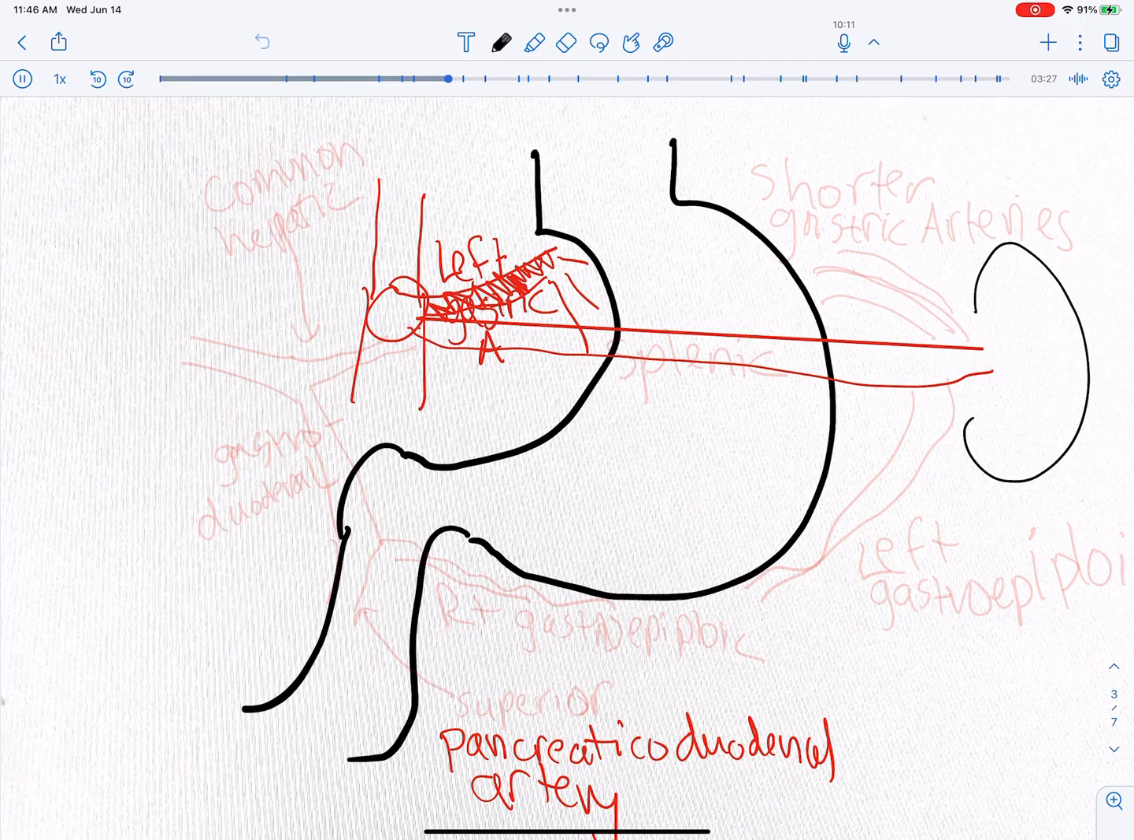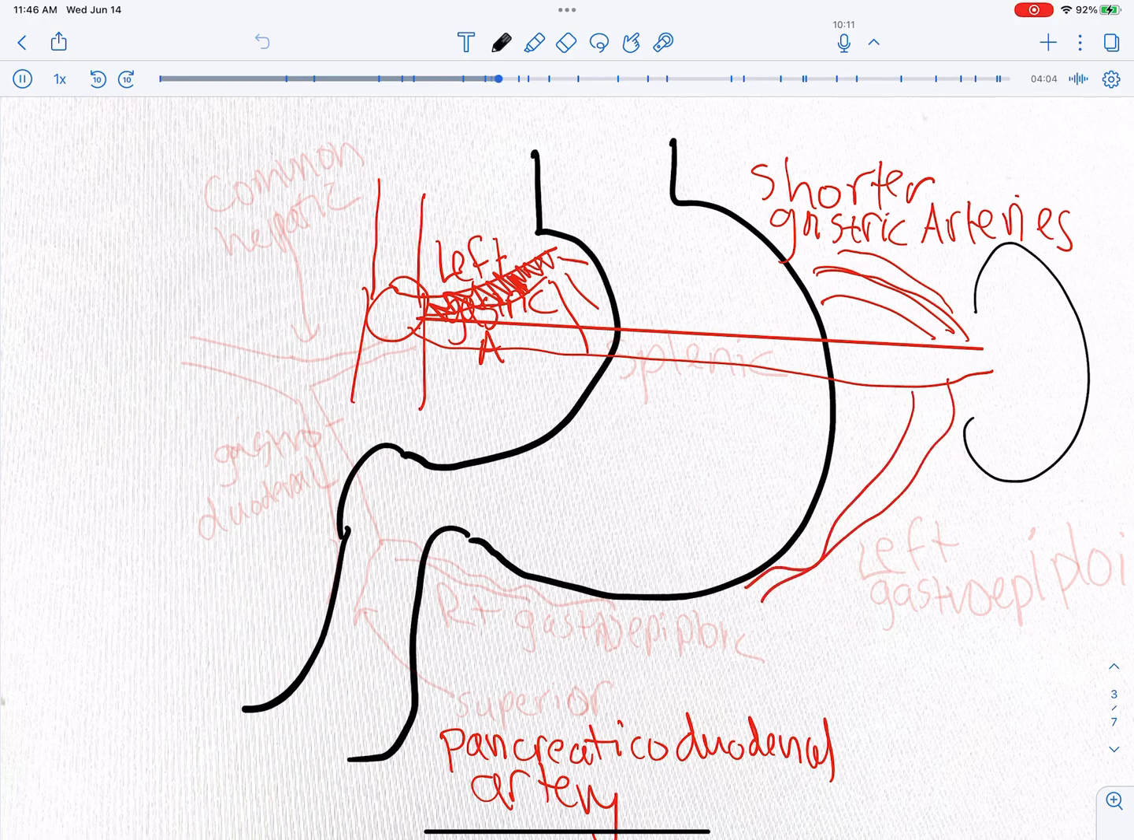Off of the spleen and from the splenic artery, there are short gastric arteries. The short gastric arteries supply the upper portion of the greater curvature of the stomach, as well as the fundus. Additionally, the splenic artery, which is drawn straight here, but really it's very curvy, gives off the left gastroepiploic artery, which supplies the greater omentum, the greater curvature of the stomach.